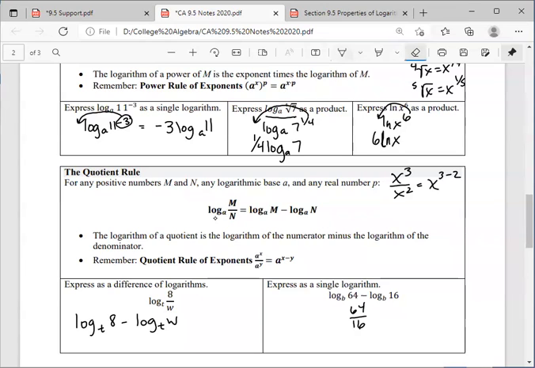like log base b of this whole thing. Does that make sense? Okay. And we could figure out what 64 over 16, which is 4, we could put that, but that's not what they're trying to get to here. We're just working with stretching them out, putting them back together.